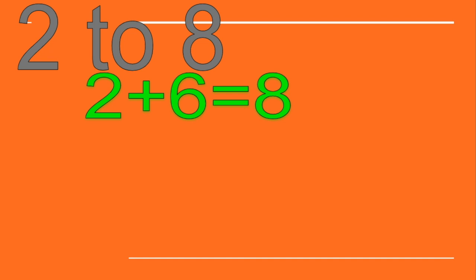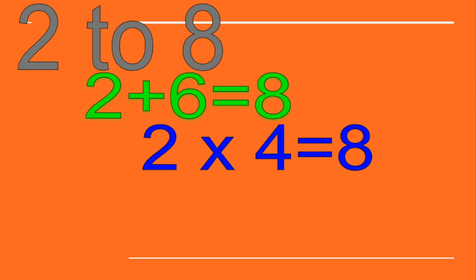Well, I could say 2 plus 6 equals 8. I think we're all pretty familiar with that. Or I could say 2 times 4 equals 8. I think we're all pretty familiar with that, right? 2 times 4 gives me 8. If I have two groups of 4, that's 8. Or if I have 2 and I add 6, that's going to give me 8.